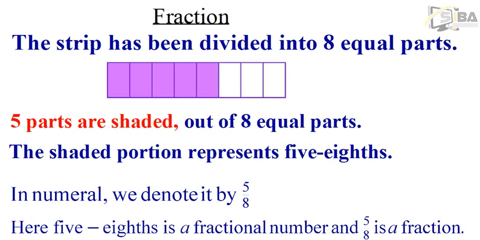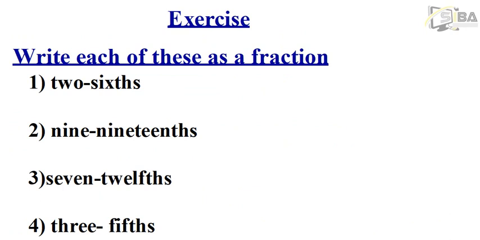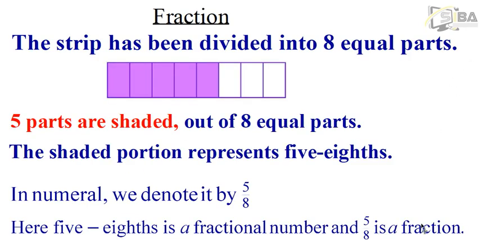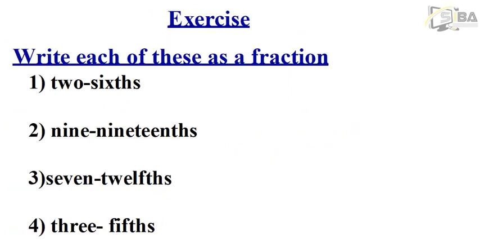Now, I want you to help me out here with this exercise. Write this as a fraction. Remember, we said the 5 out of 8 is a fraction. So write this as a fraction: 2/6, then 9/19, then 3/12, then 7/12, then 3/5. 2 minutes, please write the answers down quickly before we move to the next lesson.